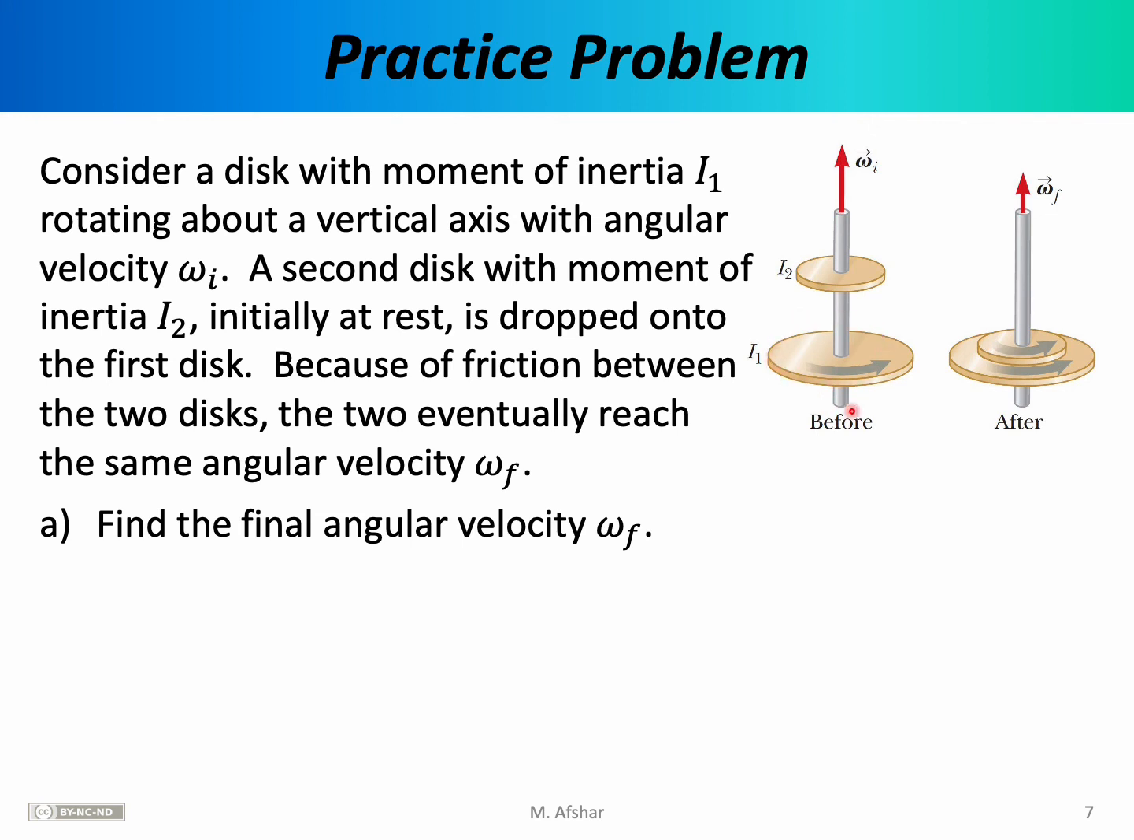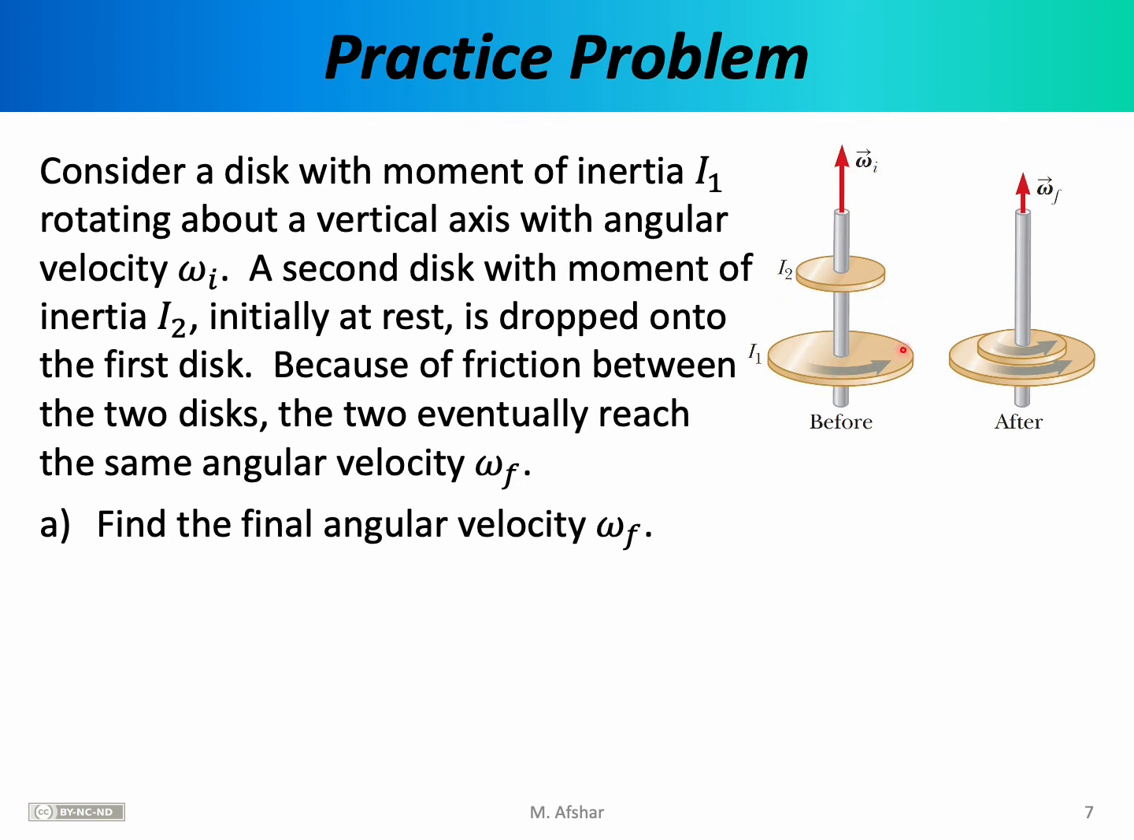So disk 1 has moment of inertia I1 and it is rotating with some angular speed, which we're just going to call omega sub I, the initial angular speed. You can pretend like that's given to you. Now there is a second disk, and both disks, notice, have the same axis of rotation, although initially the second disk is not rotating. We're going to drop this second disk, so we're going to let it slide down the axle and make contact with the first disk. So in a sense, this is a collision between disk 2 and disk 1.